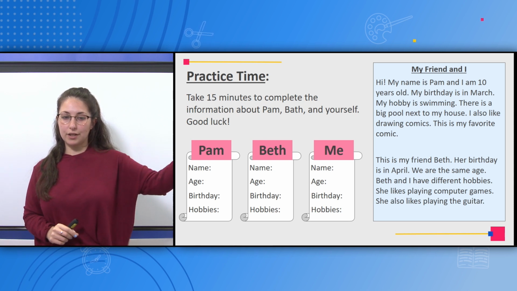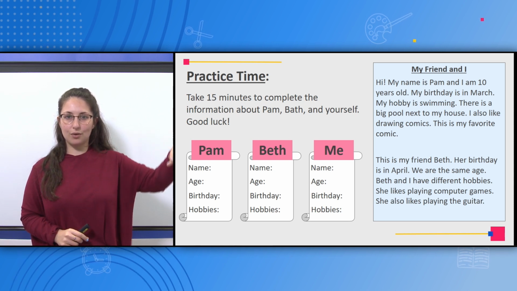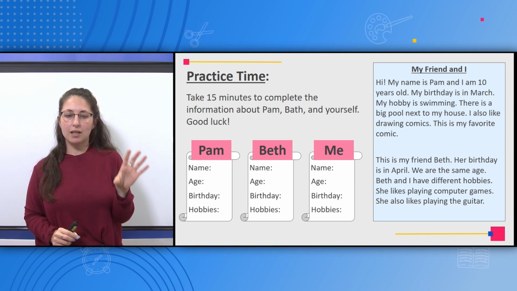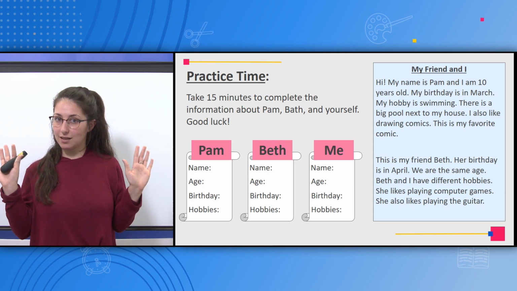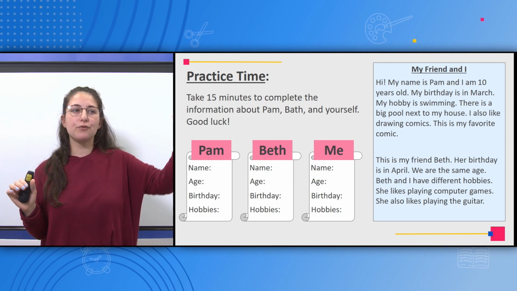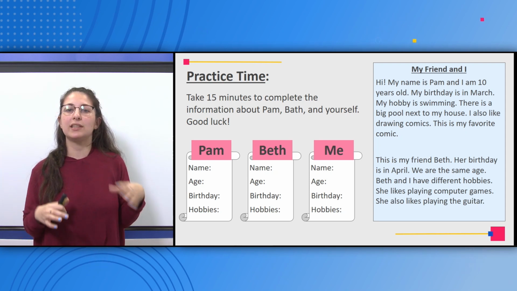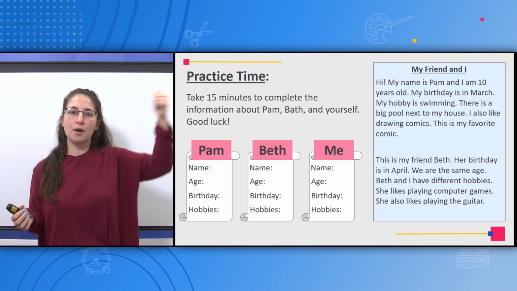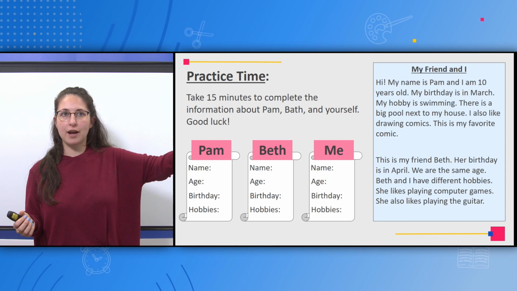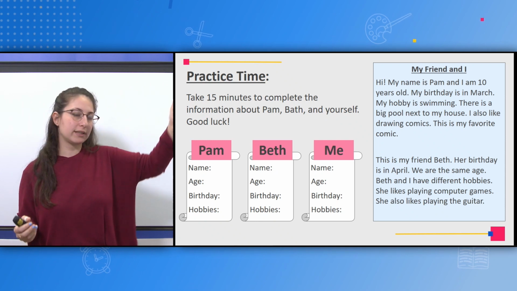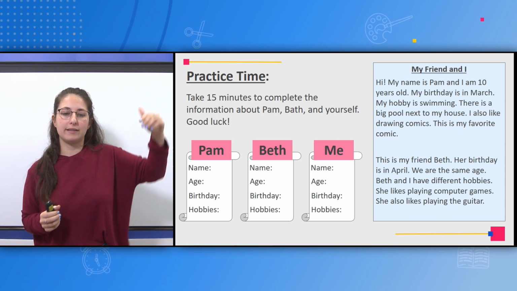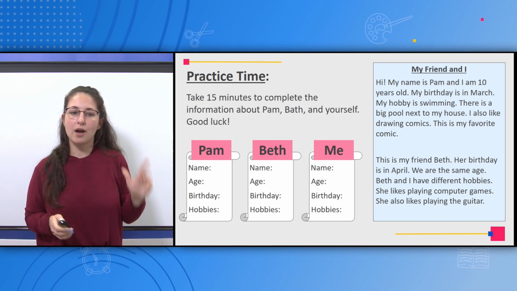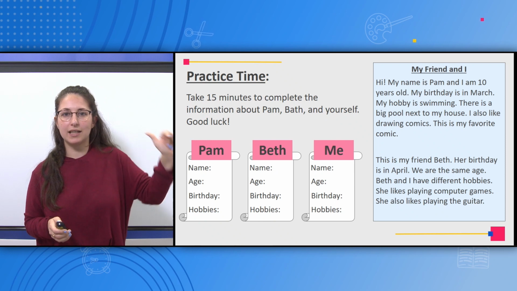You have the text in here. Do you see the text? Look at the text and answer all the information. So you have 10 minutes. That's a lot of time. If you finish everything and you still have time, write about your father, mother, best friend, teacher, or somebody that you want. Write his name, age, birthday, and hobbies. So you have 10 minutes and I'll see you then.